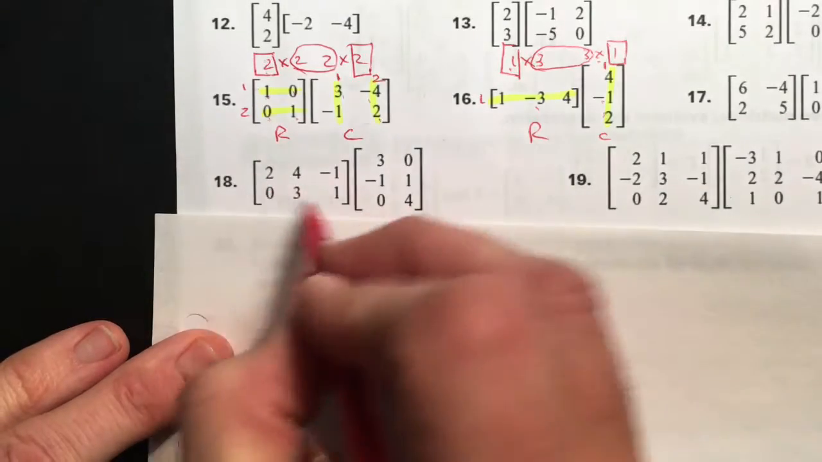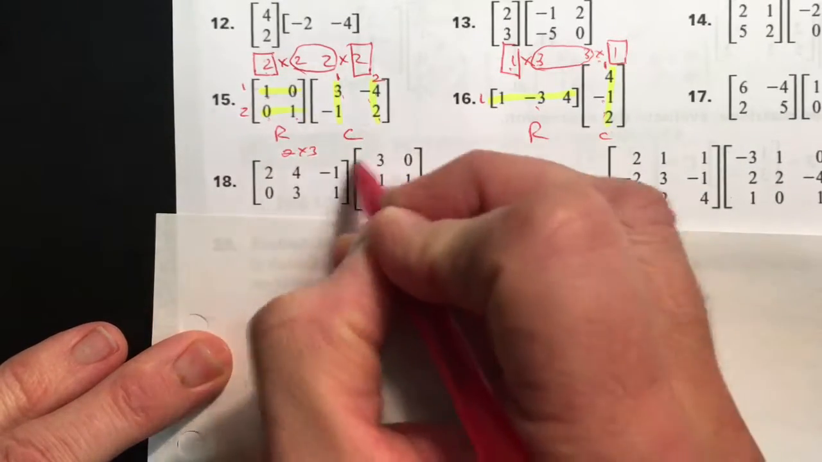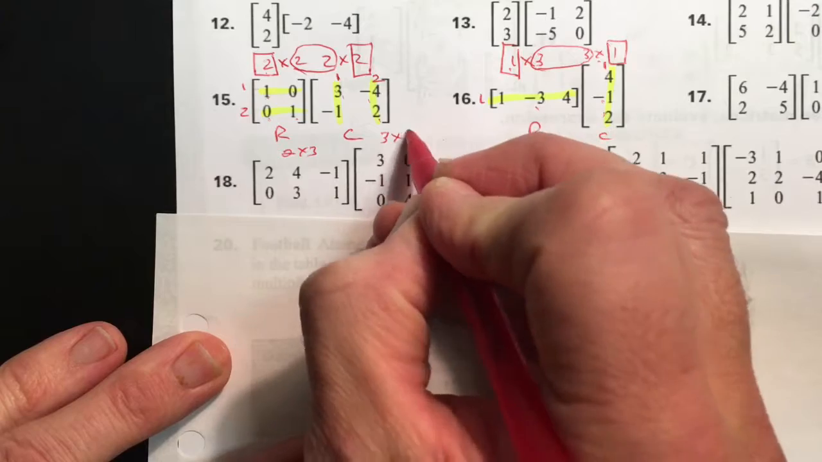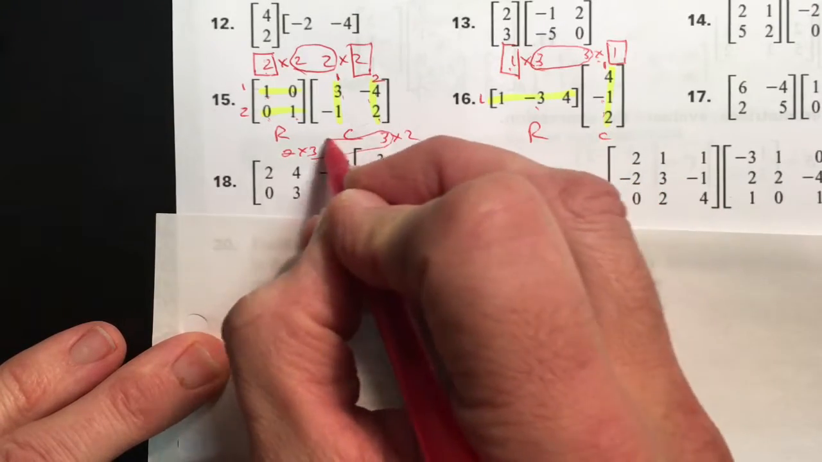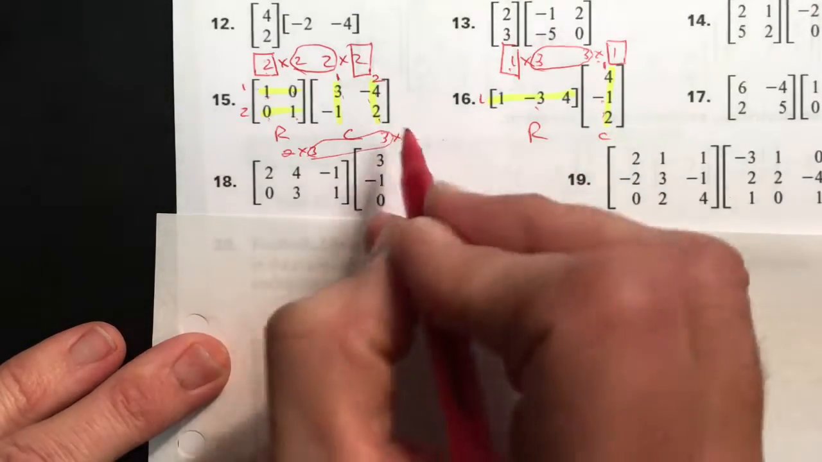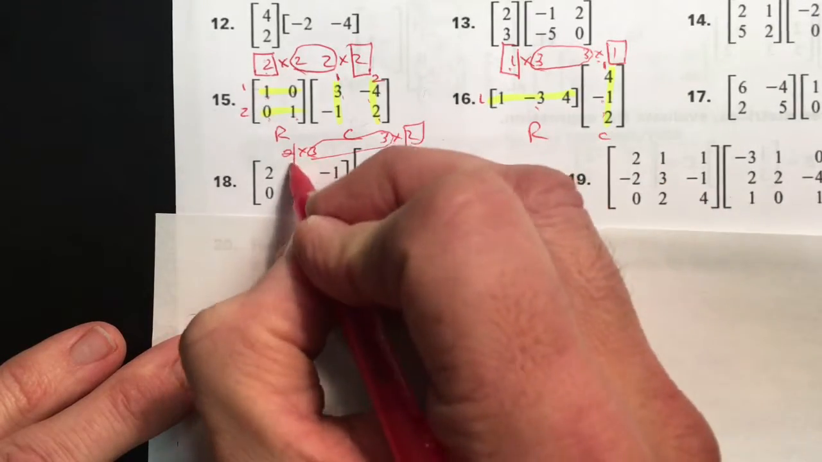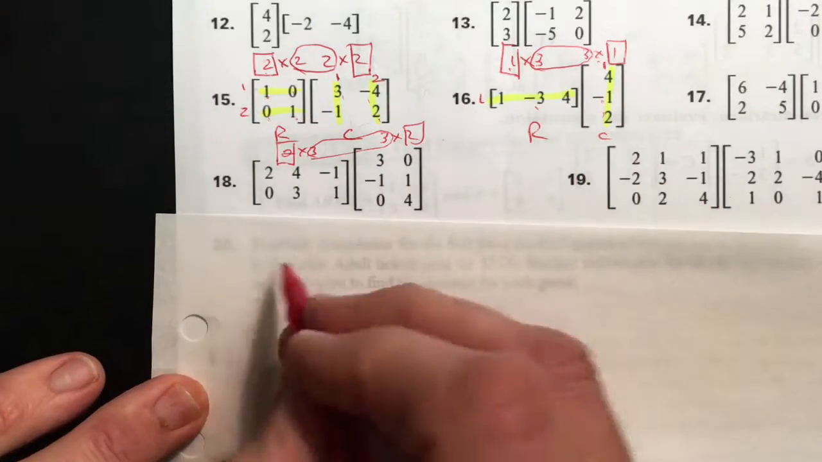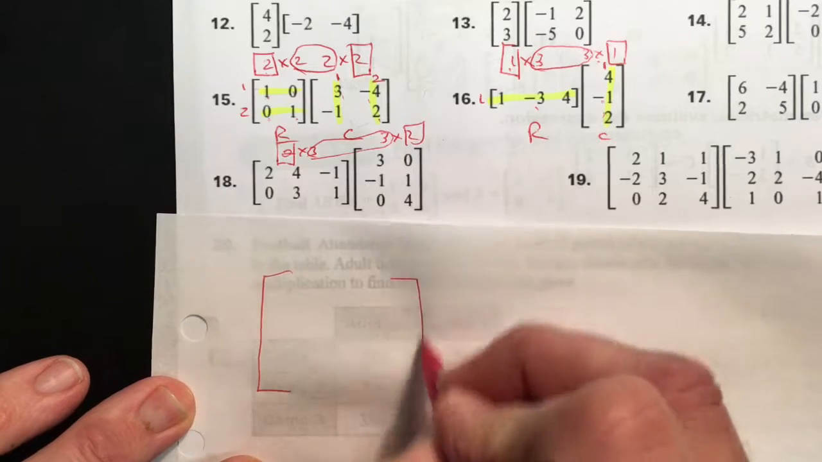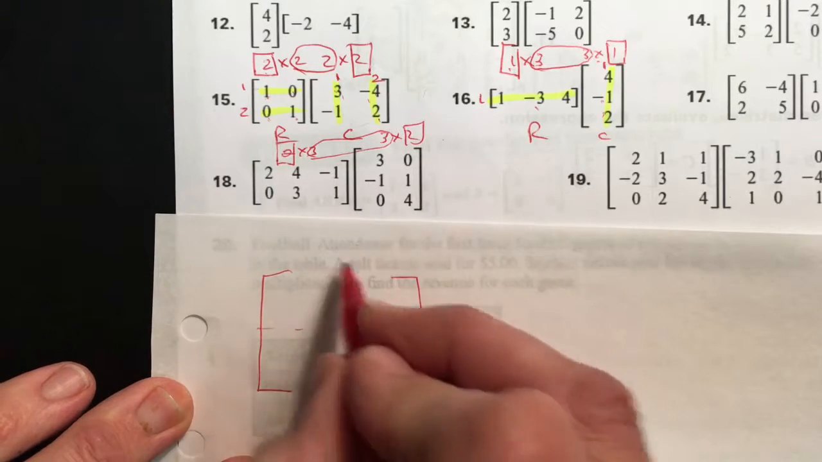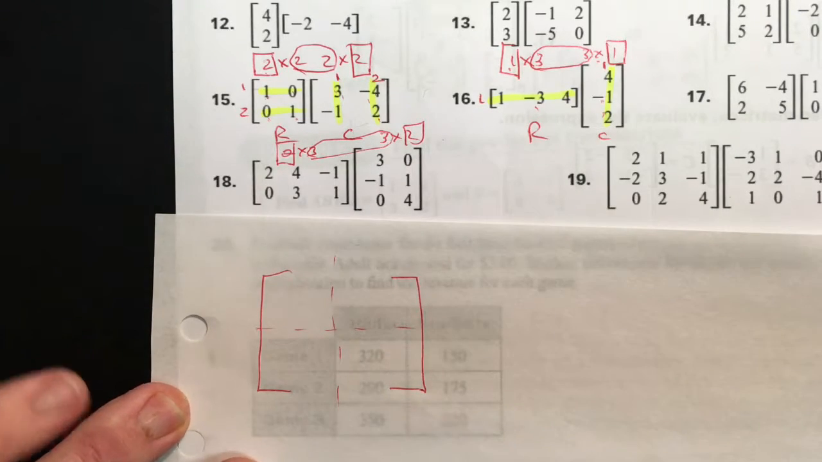Looks like it's going to be a 2 by 3 and a 3 by 2. The 3 and the 3 are the same, so I can multiply. Outside answers, 2 by 2, that's going to be the answer size, the matrix size, 2 by 2. So give myself plenty of room. I put my little lines in to show me where to go.